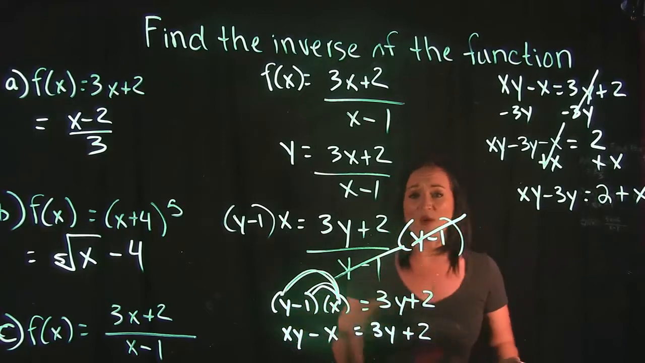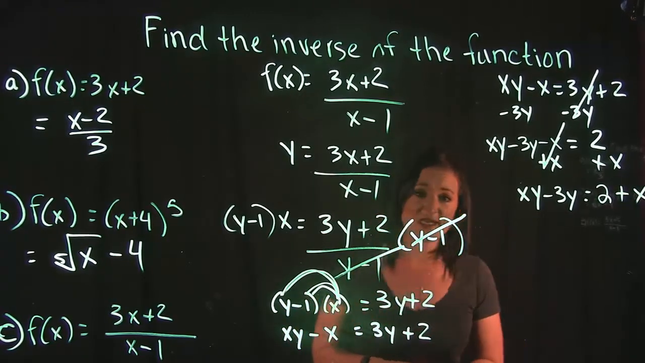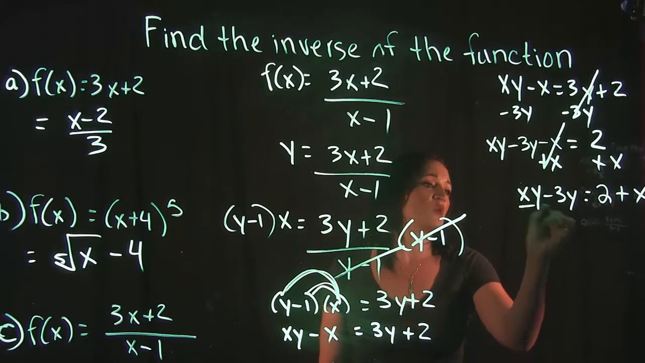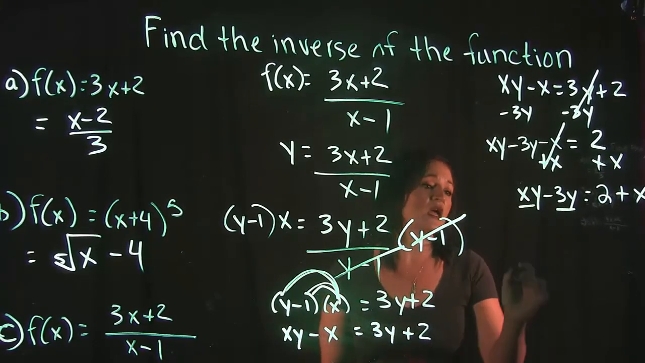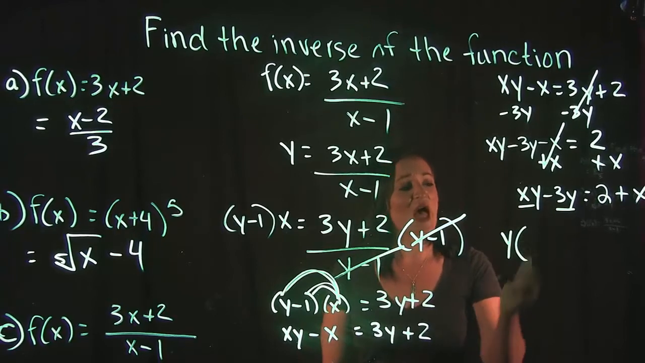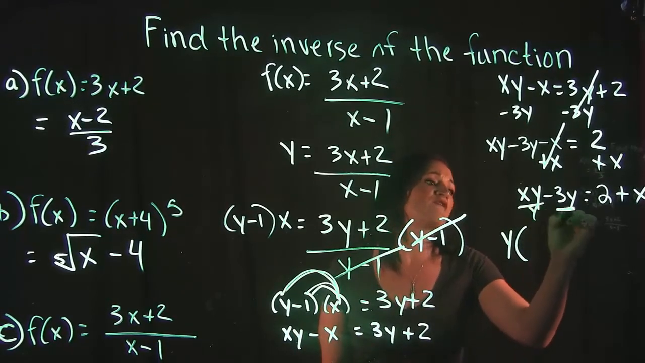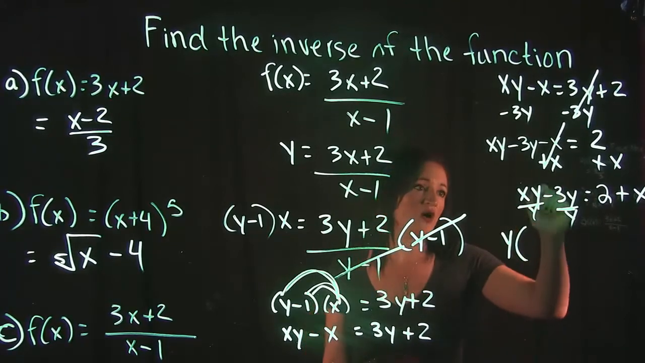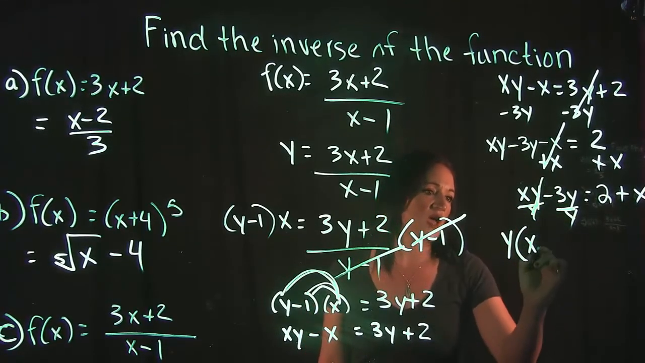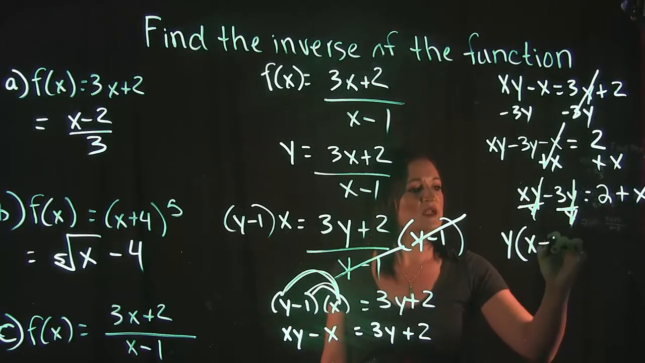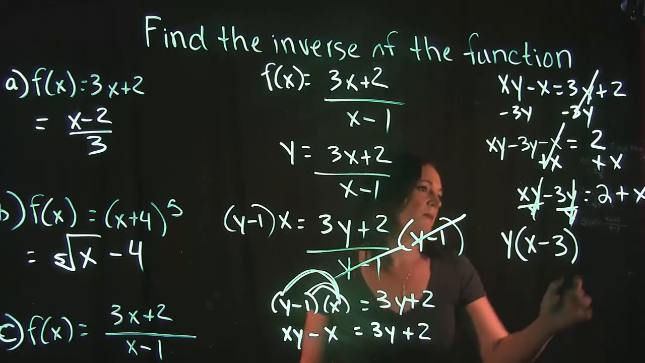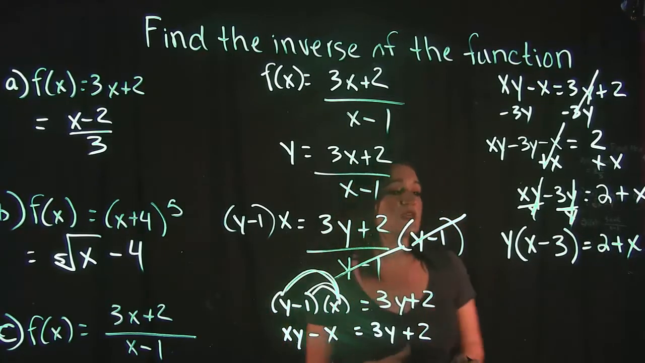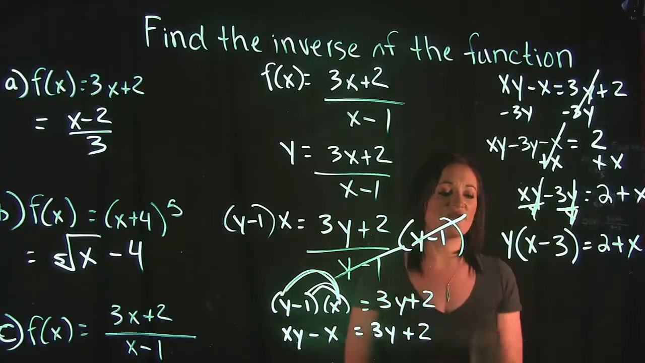The reason why I want everything with y on the left-hand side is because now I can do a little bit of factoring. Each one of these terms has a y in it, so I'm going to factor that y out. When I factor that y out, it's like dividing it out. The y's cancel, leaving us with x minus 3. And then drop down the right-hand side. What this allows me to do is split up the y from everything else.